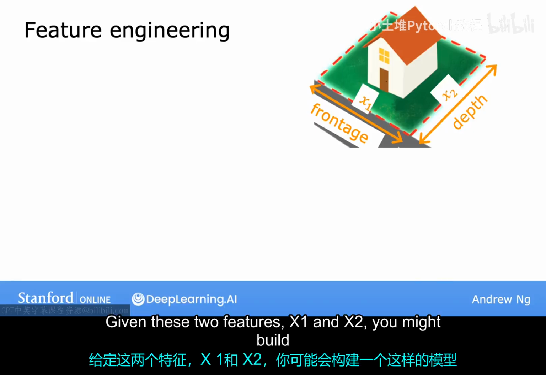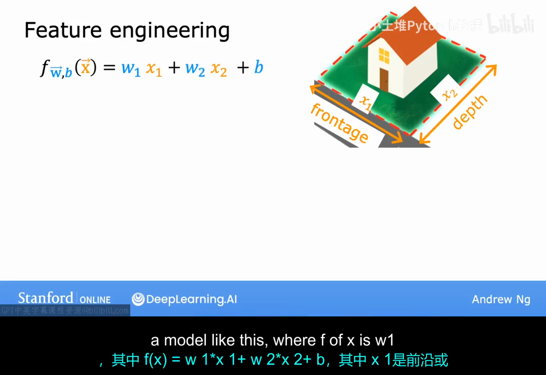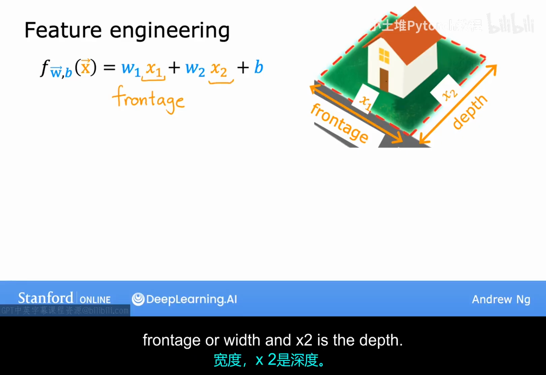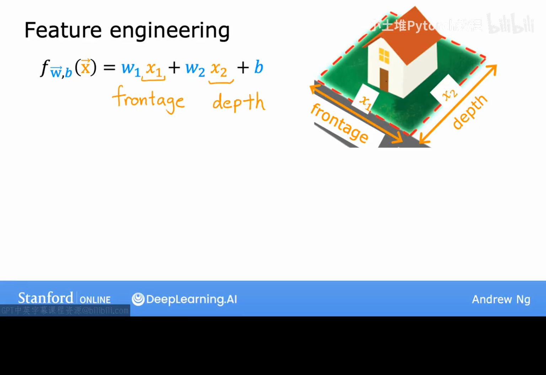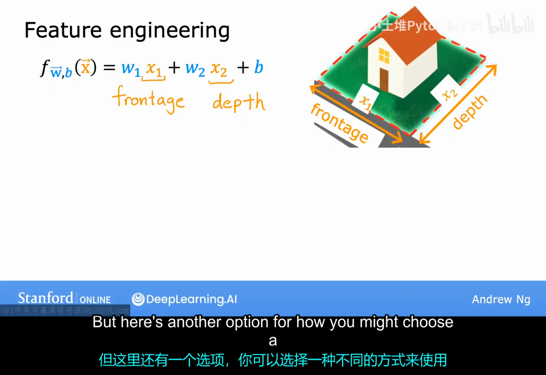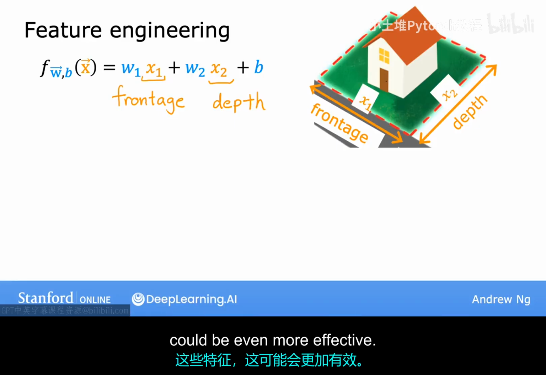Given these two features, X1 and X2, you might build a model like this, where f of x is W1x1 plus W2x2 plus b, where x1 is the frontage or width and x2 is the depth. And this model might work okay. But here's another option for how you might choose a different way to use these features in the model that could be even more effective.